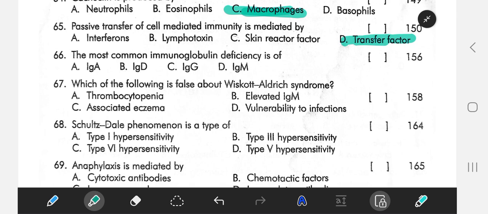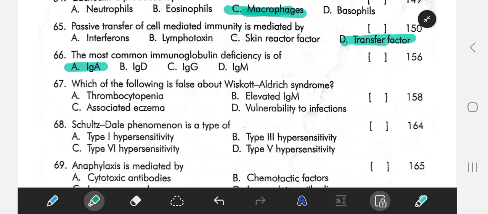Question 66. The most common immunoglobulin deficiency is of option A. IgA, B. IgD, C. IgG, D. IgM. And the answer will be A. IgA.